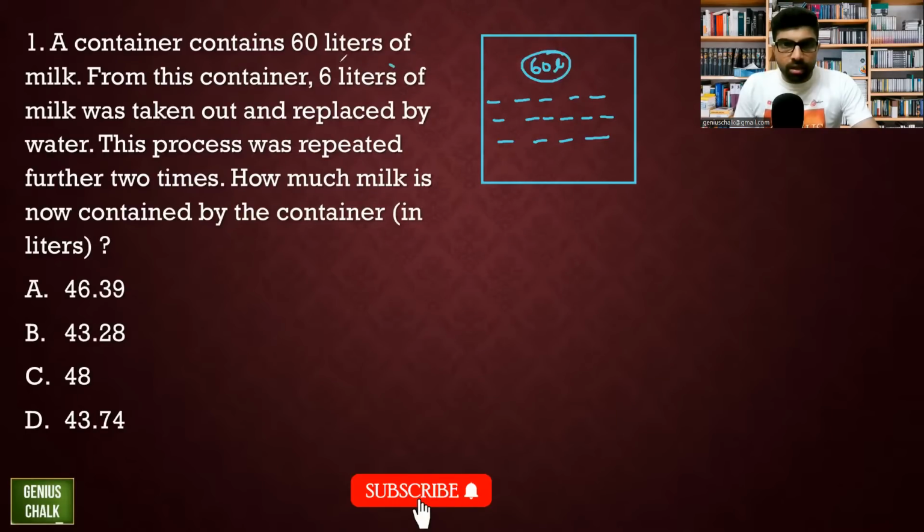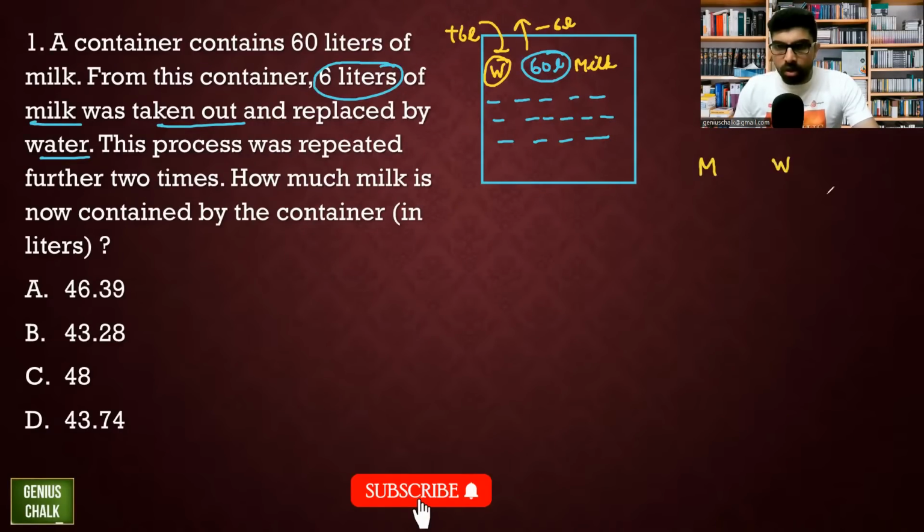Now from this container, 6 liters of milk was taken out and replaced by water. So from here, 6 liters of milk we have taken out, and instead of that we are adding 6 liters of water, so that the total quantity which was 60 earlier will now also remain the same. The scenario is like this: this was milk, this was water, and this was mixture. Milk was actually 60 liters, water was 0, so total mixture was 60.